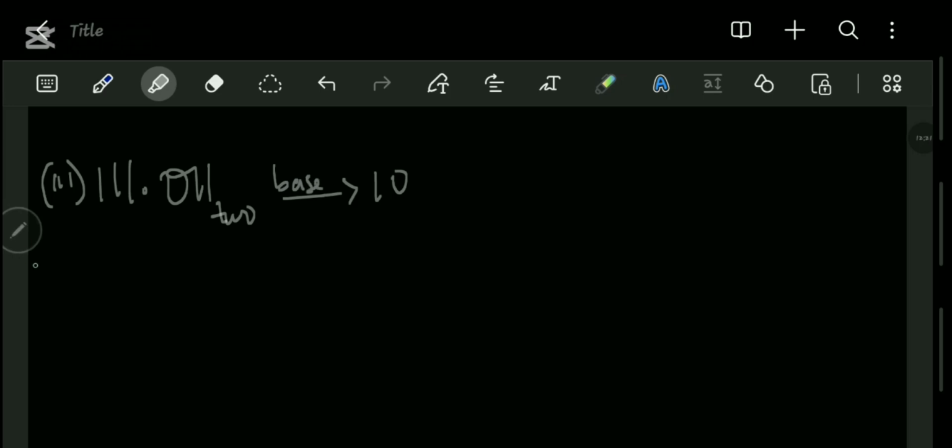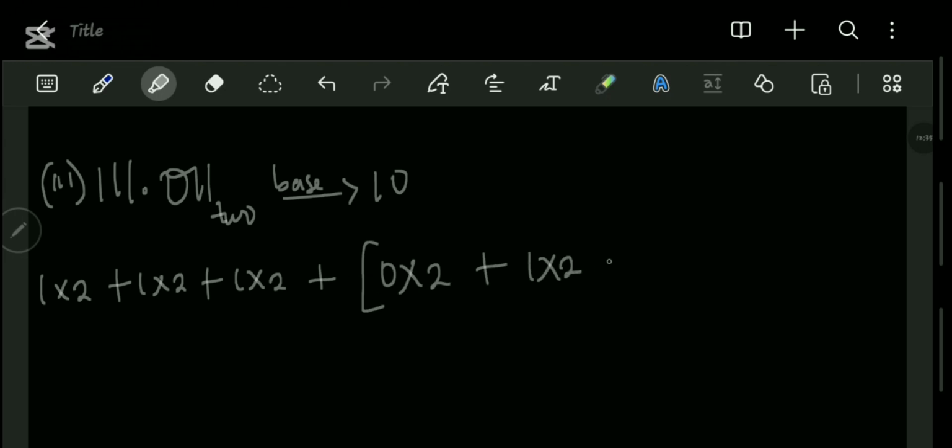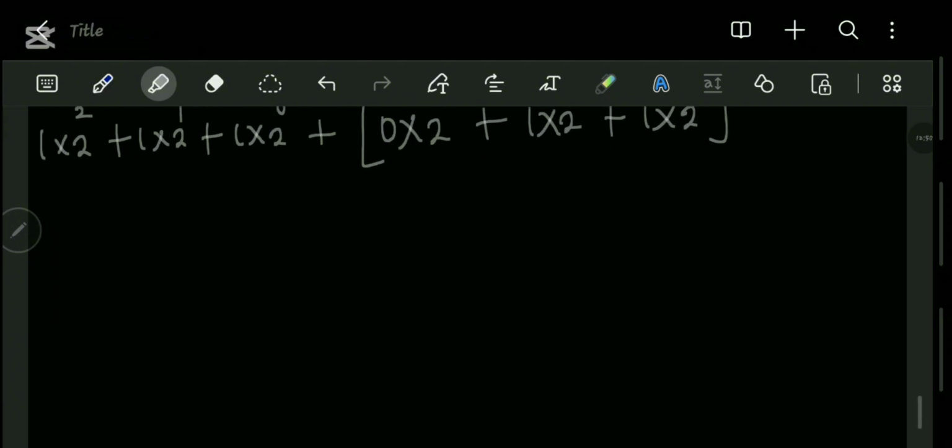So we have 1 times 2 plus 1 times 2 plus 1 times 2. That's all for the front. Then plus we have 0 times 2 plus 1 times 2 plus 1 times 2. So on top of the front, we have 0, 1, 2. And for the decimals, we have minus 1, minus 2, minus 3. So 2 to 2 is 4. 4 times 1 is 4 plus 2 to the power 1 is 2 times 1 is 2 plus 2 to the power 0 is 1 times 1 is 1.